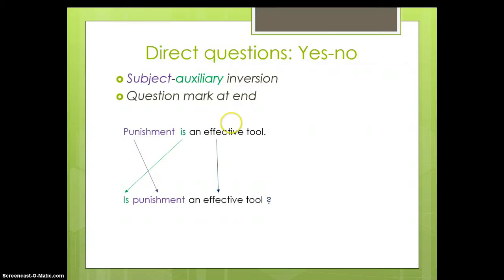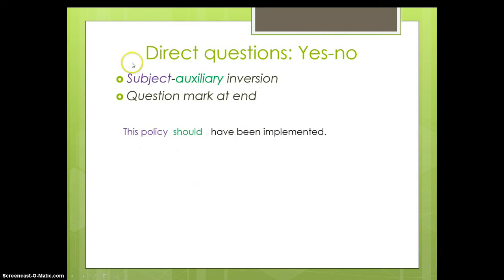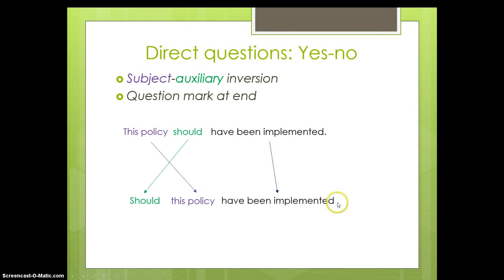Okay, one last example of a direct question. This policy should have been implemented. I chose this one just to show that you might have up to maybe 3 or even more auxiliary verbs. In this case, we have should, have, been. But once again, it's just the first one that we move to the beginning. Oh, it looks like I decided to move the subject here. Well, okay, that's fine. There! Now we've moved the auxiliary to the beginning. And then the remaining part of the sentence is unchanged, and we finish it with a question mark.